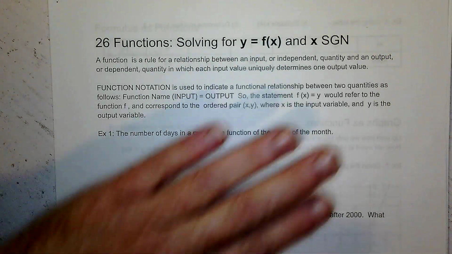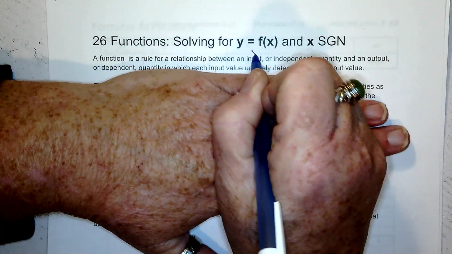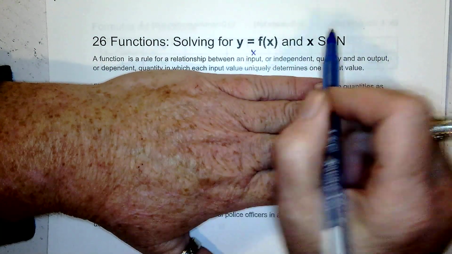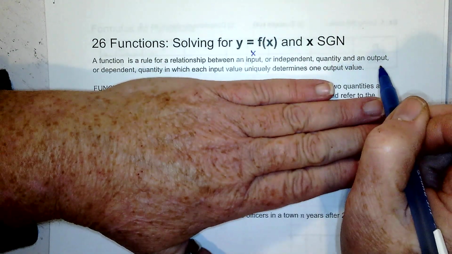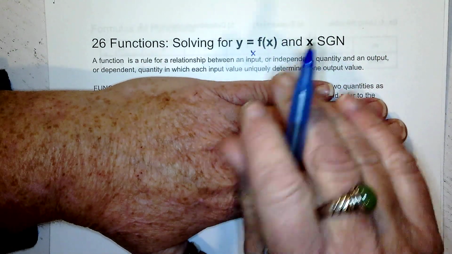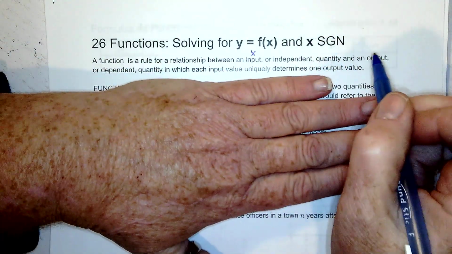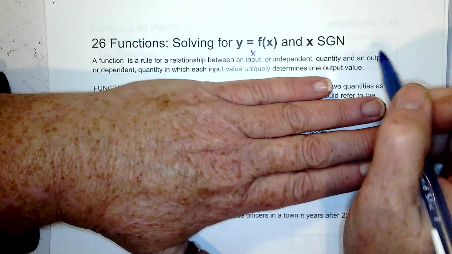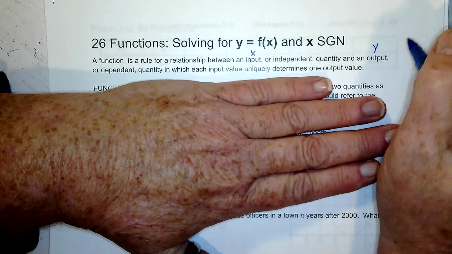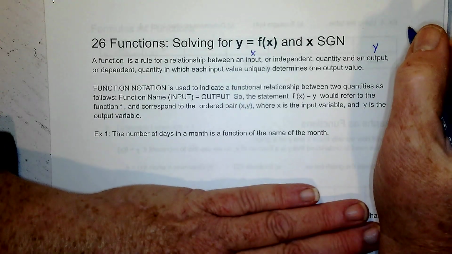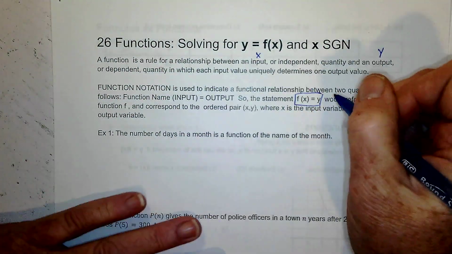Now, what you need to understand before I get any further is your input is usually understood to be x. Your independent quantity is x. Your output is not always y, but in the case of what we're going to be doing today, it's going to be y for a good portion of this. The output is typically our y for understanding. But now I'm telling you that it's not just y, it's f of x, which means it's a function of x.